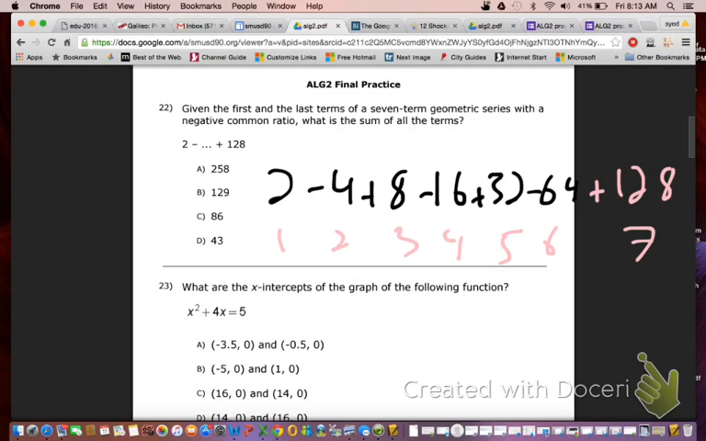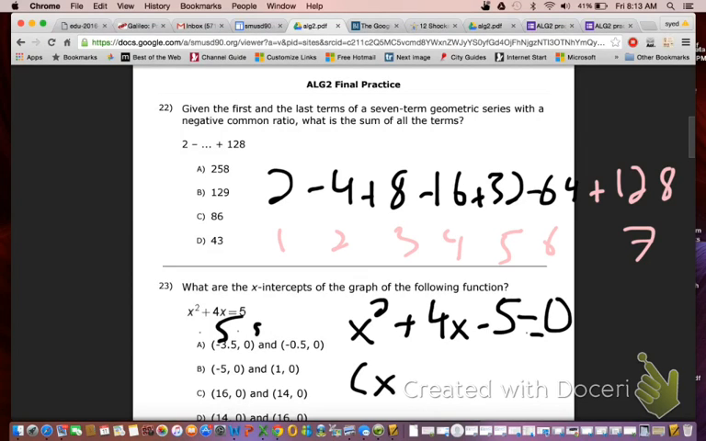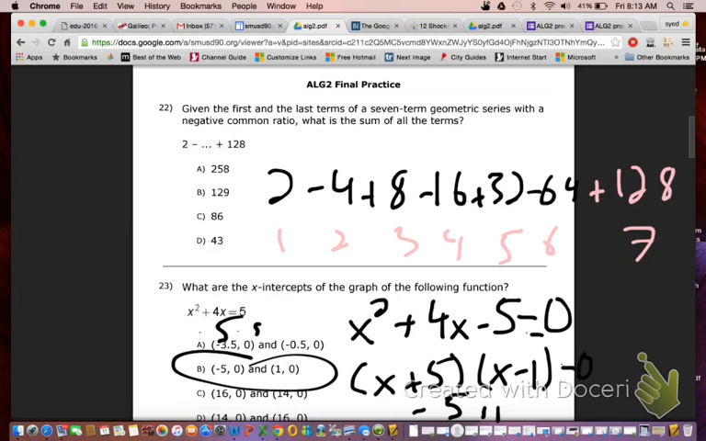Okay? X-intercept occurs when y equals 0. So in this type of problems, all you want to do is set it to 0. So subtract 5 from both sides. Sorry, minus 5, minus 5. So x squared plus 4x minus 5 is 0. Then we could factor this. What is it? x plus 5, x minus 1. So our answers are negative 5 and 1. So it's going to be that.